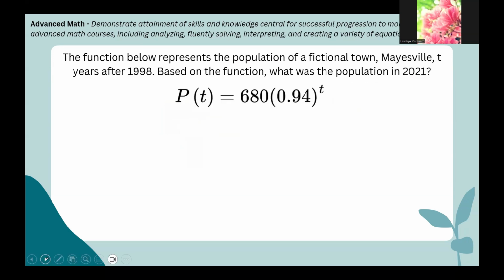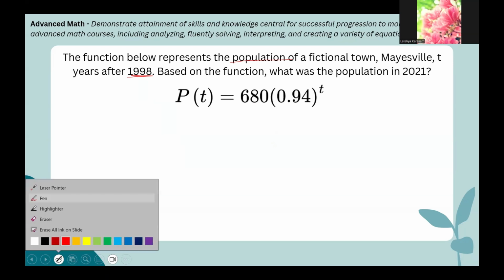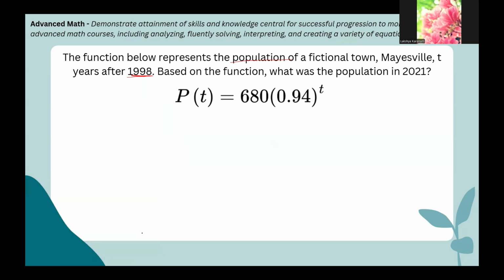Okay, this function represents the population. This is another way in which you'll see exponentials seen. In a fictional town, Maysville, T years after 1998. So based on the function of the population, what was the population in 2021? So years after 1998 means what? It means that the 680 that it provides, it's the initial population, but it's the initial population when? This is the population of Maysville in 1998.